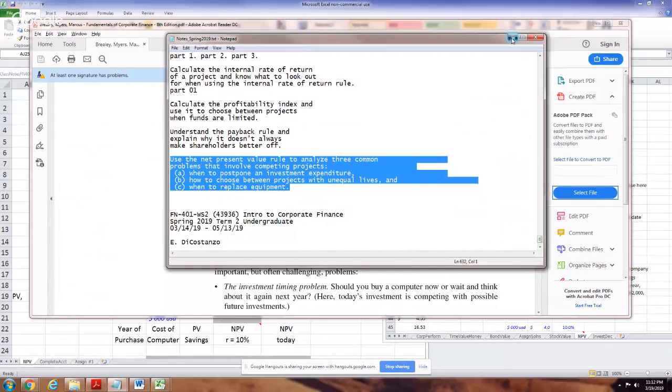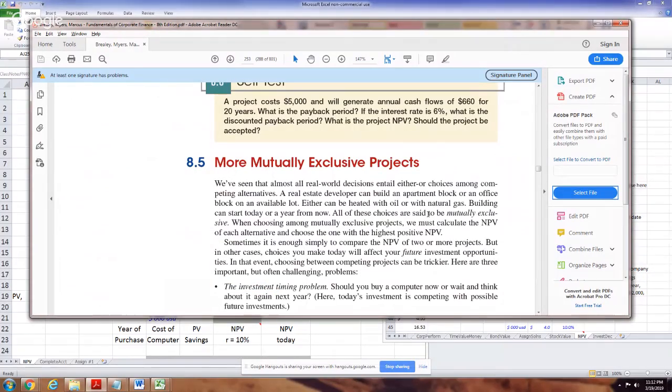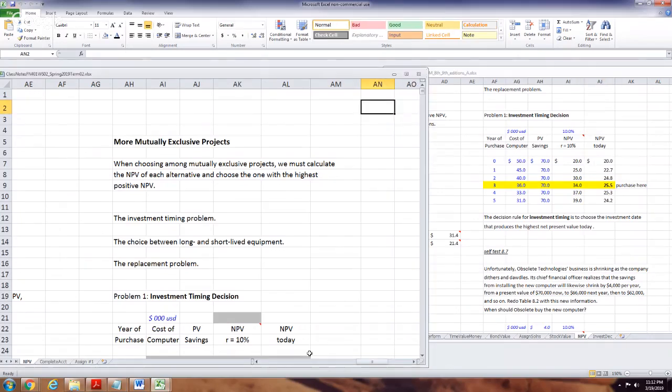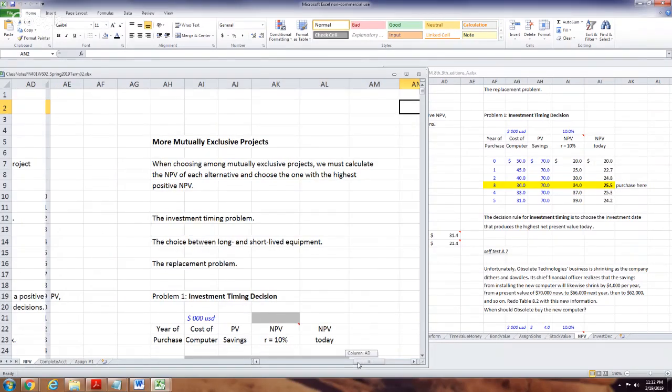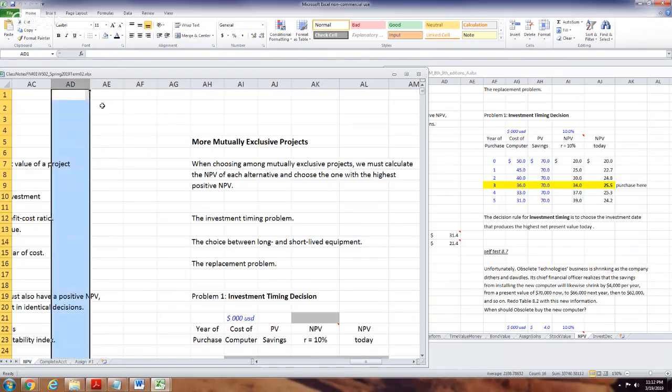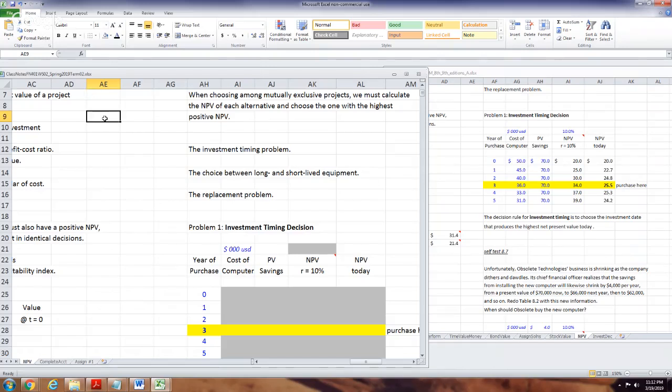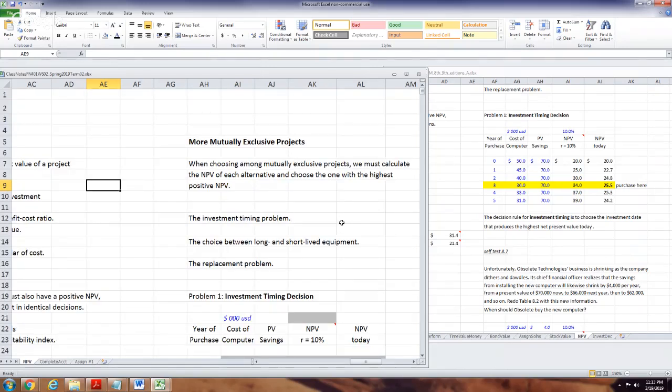Okay. We're here, more mutually exclusive projects, and we have our template here. And again, for the online folks, you're going to have all the lectures on YouTube. And this is the last one for net present value. The next set of lectures for the online folks are going to be completing the accounting cycle, which I think mathematically may be a little bit easier to deal with.